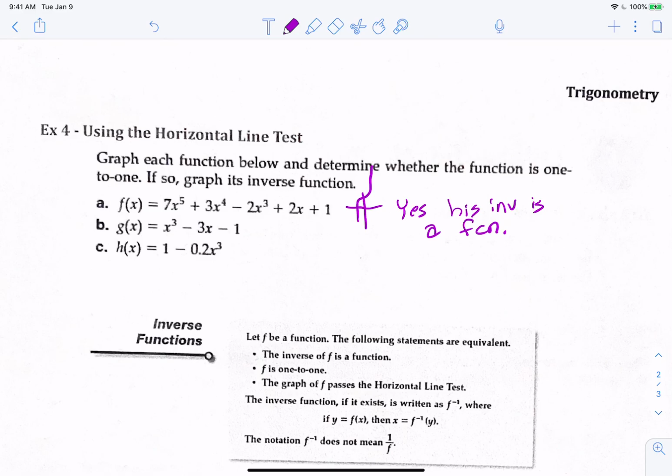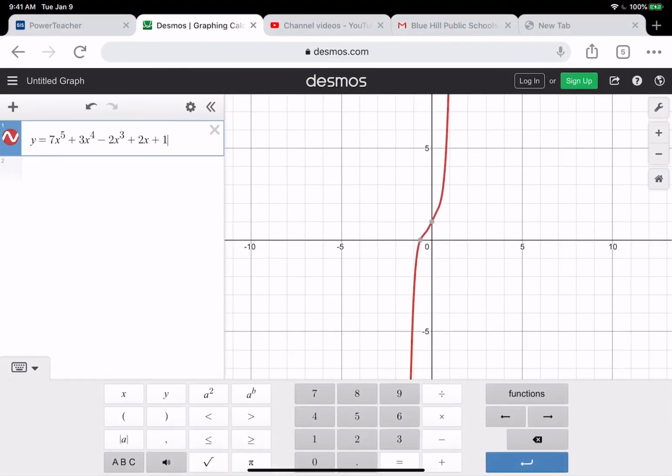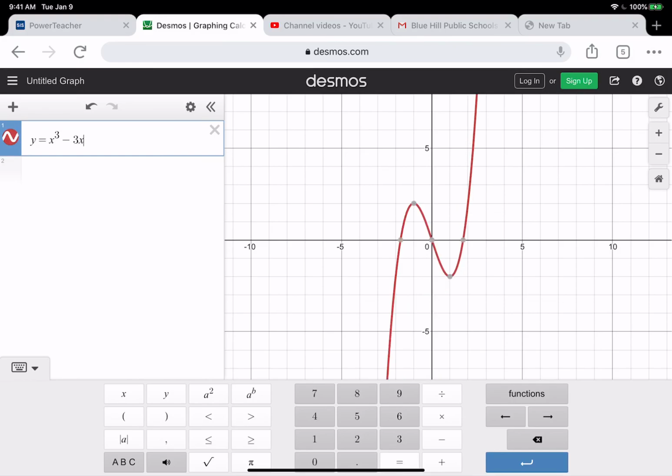X cubed minus 3x minus 1. Okay, here we go. Desmos. Y equals x cubed minus 3x minus 1. Is he a function? Yes. He is a function himself, the vertical line test passes. Is his inverse a function?